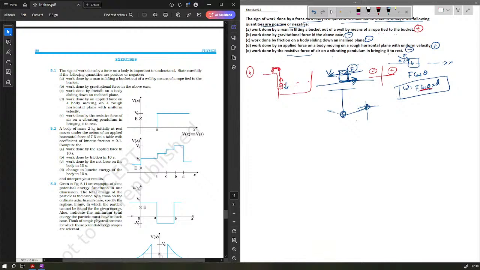And in the third case, we have work done by friction on a body sliding down the inclined plane. So assume that this is the inclined plane and this is the body, and it is sliding down. The friction force would be acting in the opposite direction because friction force opposes the motion. So the work done by friction force is negative because the force is acting in the opposite direction of the displacement of the body.